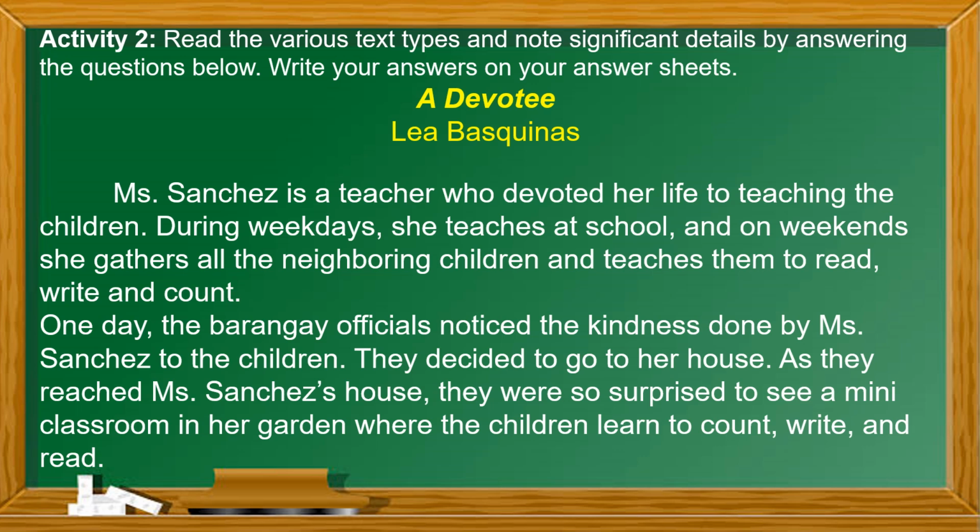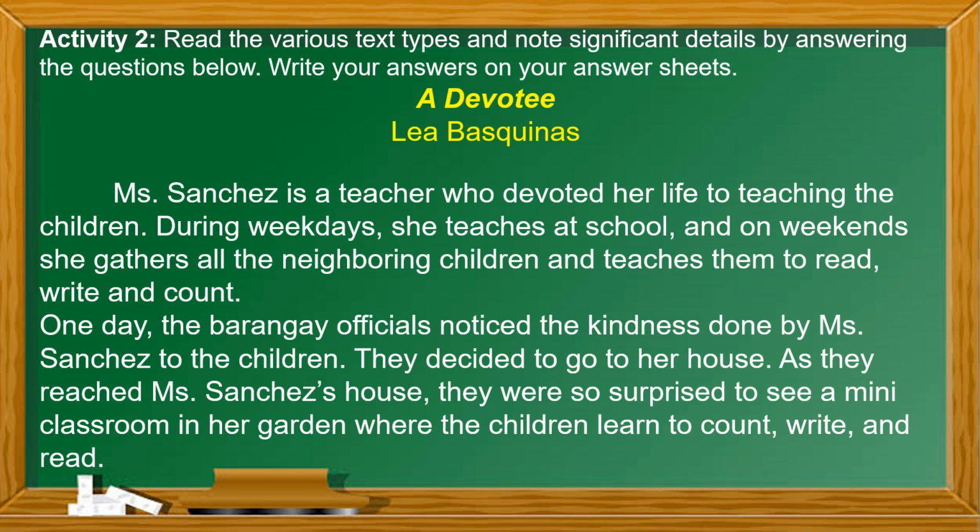To practice more on noting significant details, let's have another activity. For activity number 2, read the various text types and note significant details by answering the questions below. Write your answer on your answer sheet. A Devotee by Leia Vasquenas.